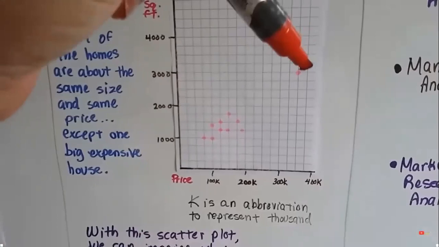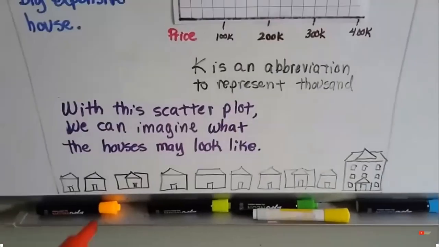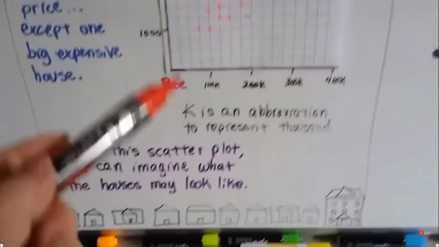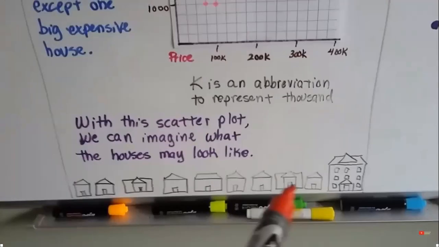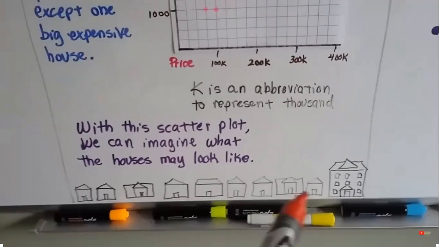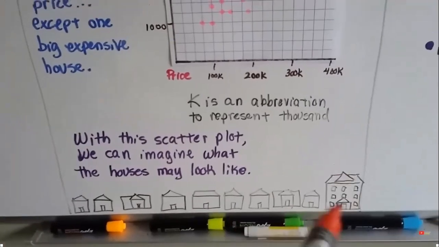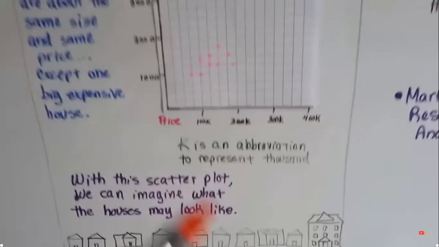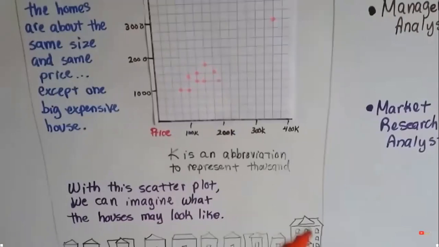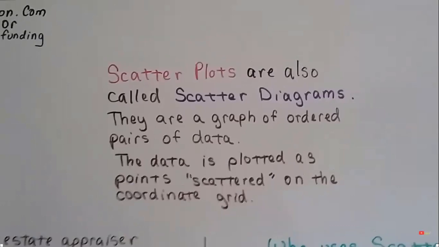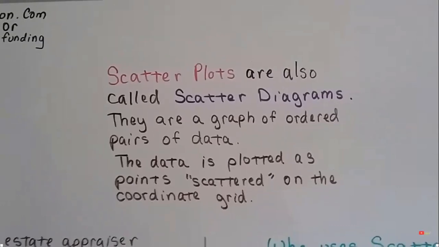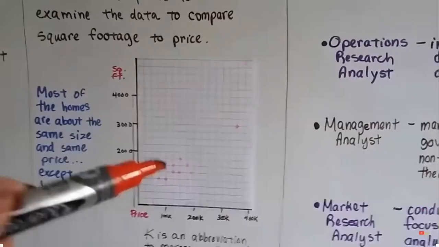And with this scatter plot, we can imagine what the houses might look like on that city block. So you've got 1, 2, 3, 4, 5, 6, 7, 8, 9 houses that are pretty close to the same size. They vary a little bit in size. And then there's this one big, huge mansion. See? That's the outlier. That's the one sticking out like a sore thumb. All right? So scatter plots are also called scatter diagrams, and they're a graph of ordered pairs of data. The data is plotted as points and scattered around the coordinate grid. It's a scatter plot.